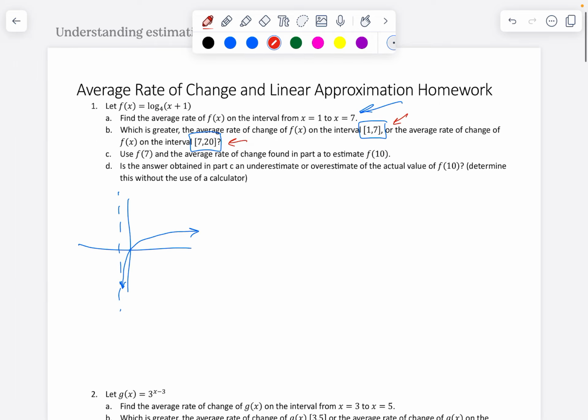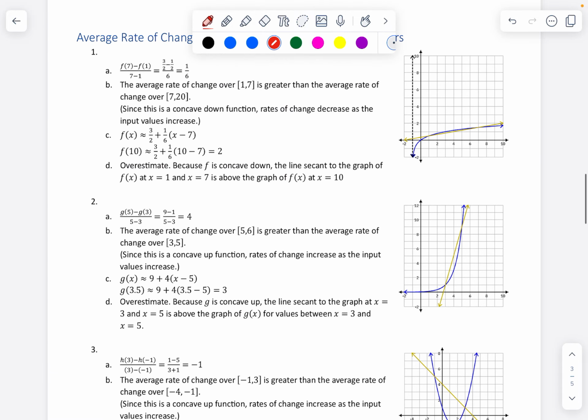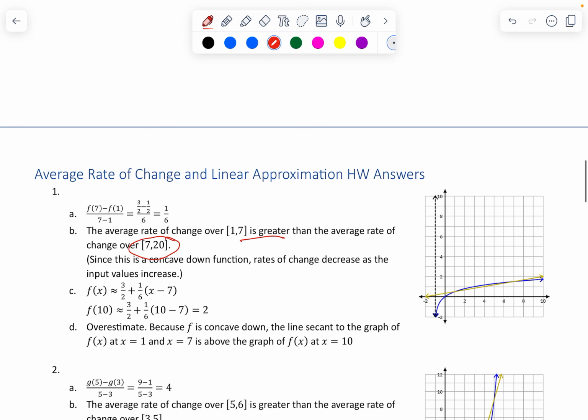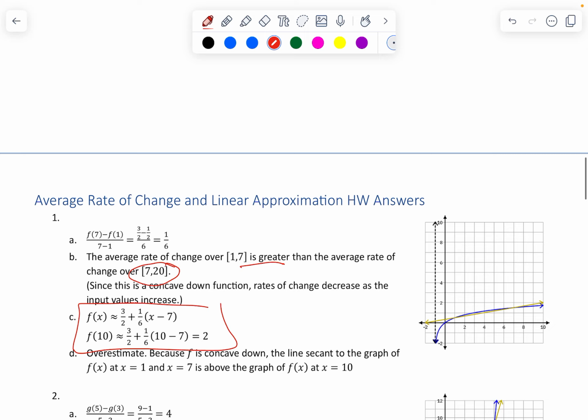Okay, so let's see. He has the answers down below. Does he agree with us? Yes. The average rate of change on the first interval, 1 to 7, is greater than. What I was saying was that this one was less than. I think those are comparable things. And then we use the estimate, and it's interesting because I haven't been doing it quite this way, but maybe I should have been. Let's see if this is equivalent to what I've been doing.